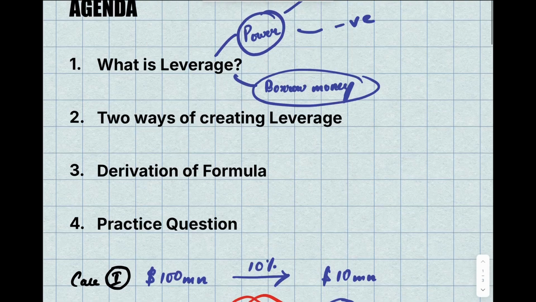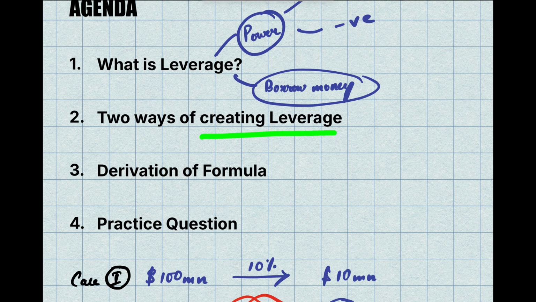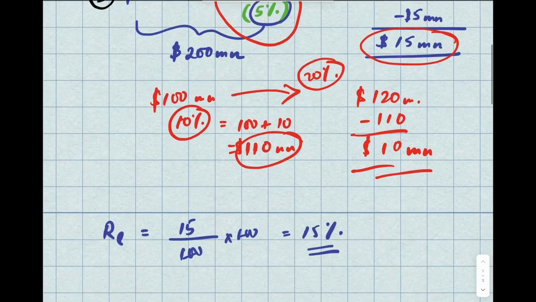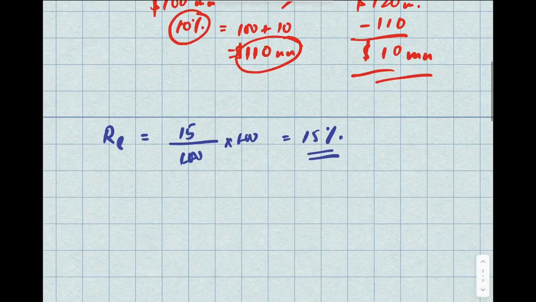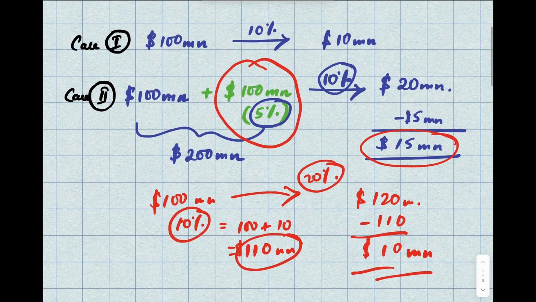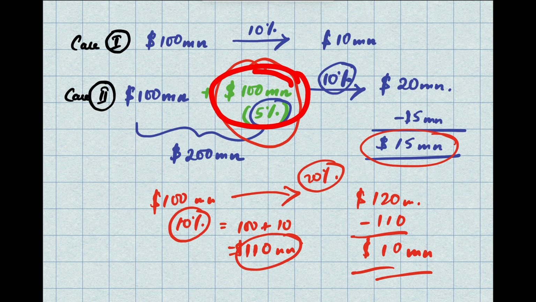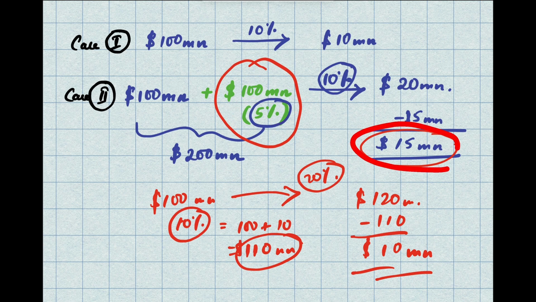And as per agenda, in your book, there are two ways of creating leverage. What do I mean by that? Let's see. Okay. So in book, one way which we already have discussed is you can create leverage by borrowing money, which we did in this scenario. Okay. You borrowed money and then you took advantage of that low cost of borrowing, and then using this leverage, you generated a higher profit.